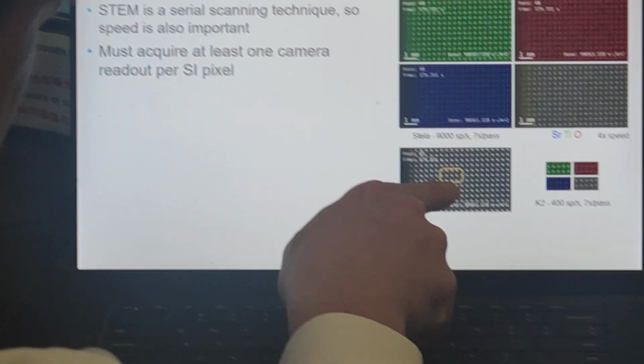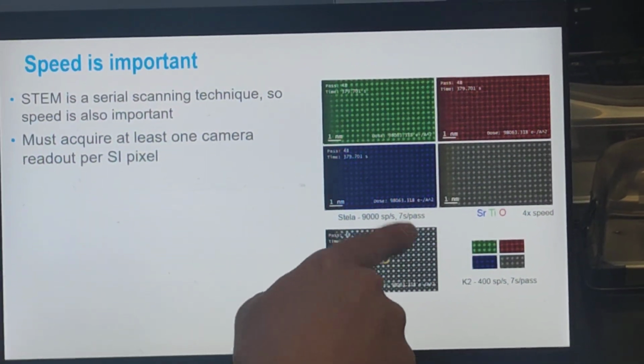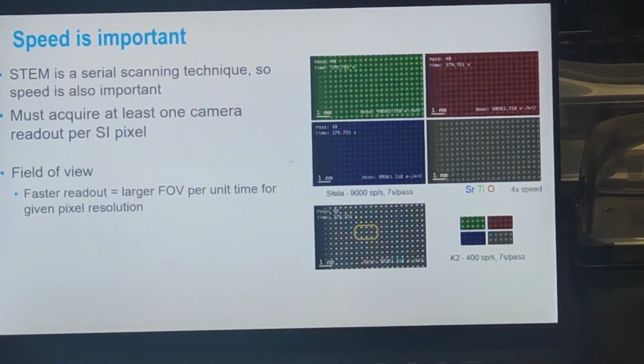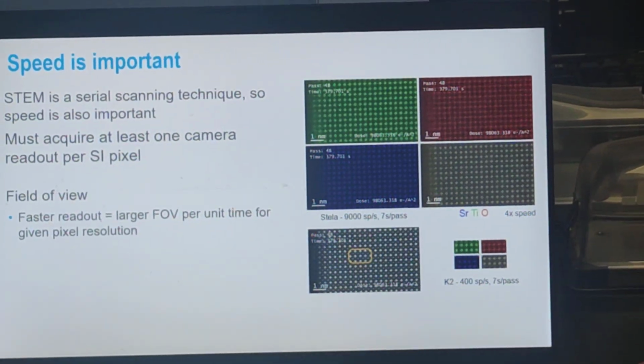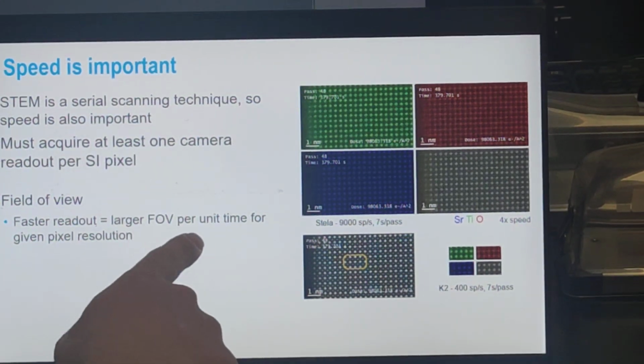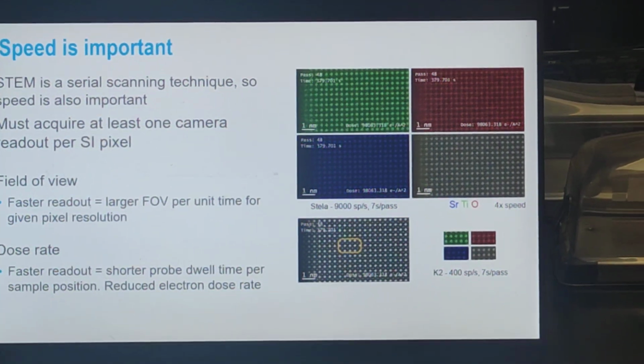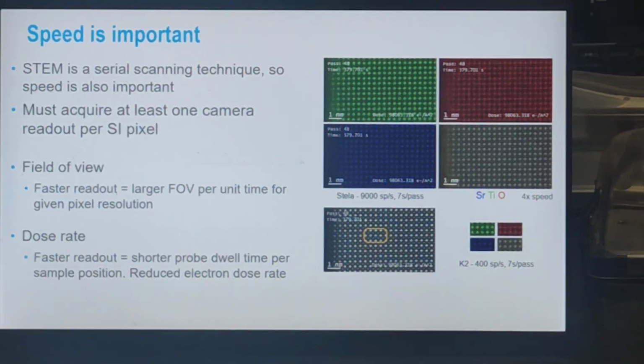So I've just drawn a sub area from the ROI. So the thing with the fast cameras is you can basically go bigger area because you can go larger field of view in the same unit time for the same resolution. But then you can also access lower dose rates because the frame rate's higher.